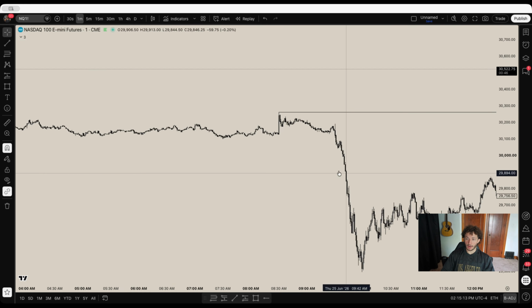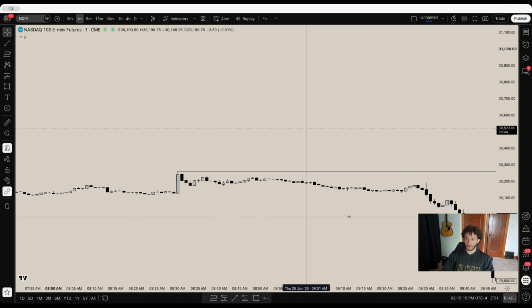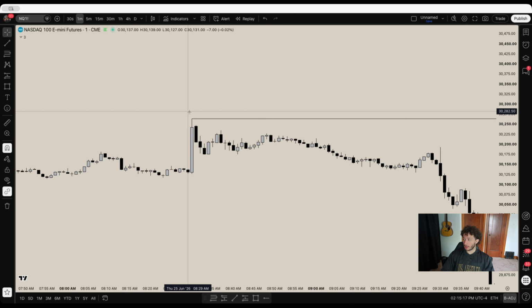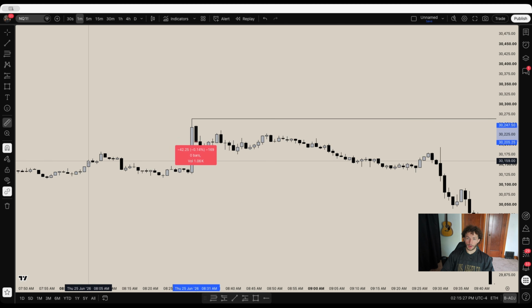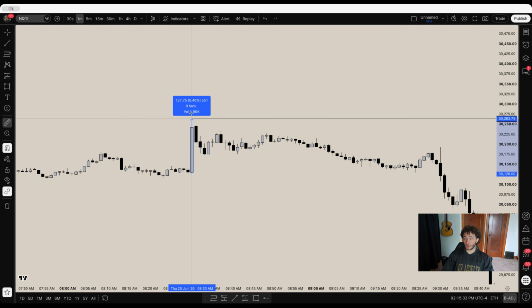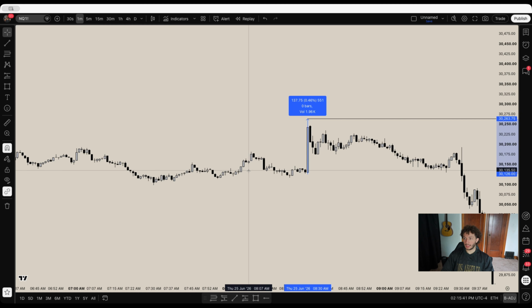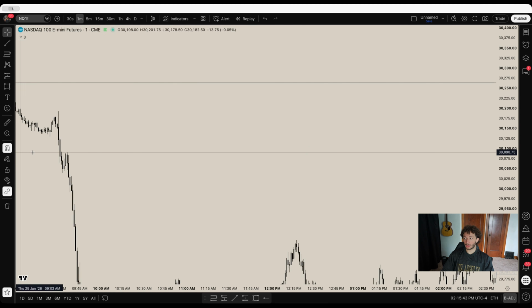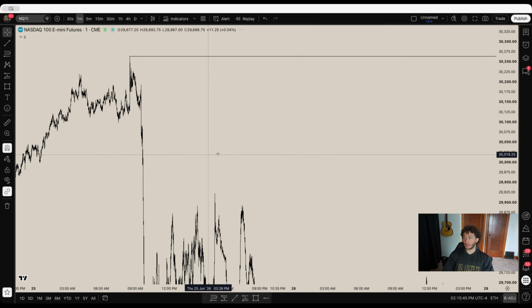So we have this data wick right here, and we can look at the candle itself again. You can see this candle, it's just massive. You look at all these candles next to it. This is a 40-point candle. And then we have candles before it that are 20 points. And then you see a data candle within 1 minute, and it pushes up 137 points in literally seconds. So these data wicks are super strong draws on liquidity, and eventually they will be revisited.